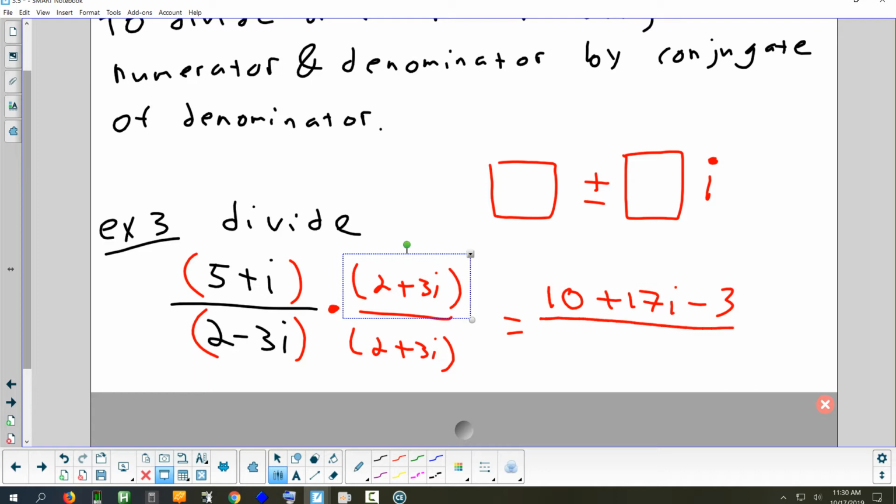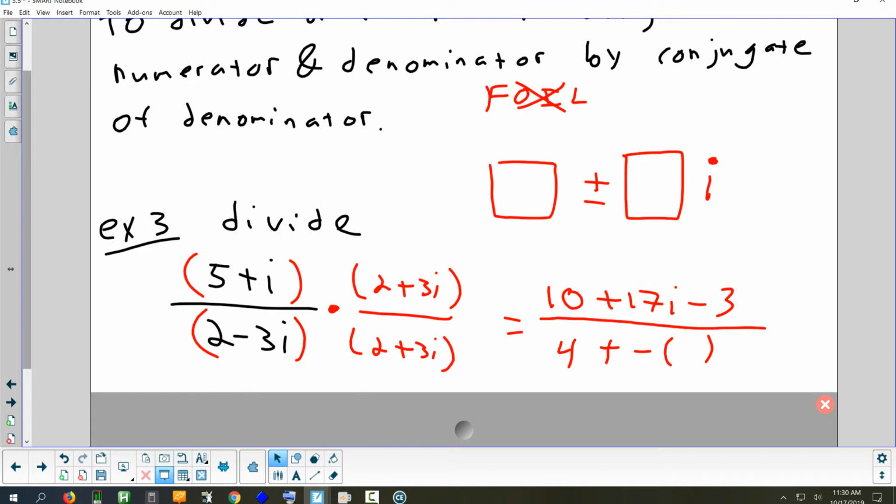Now, watch what happens in the bottom. And this happens every time you multiply conjugates. 2 times 2 gives me what? 4. 2 times 3i? 6i. 2 times -3i? -6i. They cancel. Positive 6i, negative 6i. So when you're doing conjugates, you really don't have to worry about the outer and the inner in FOIL. The only ones that matter are the first and the last. So 2 times 2 gives me 4. Negative times positive is a negative.